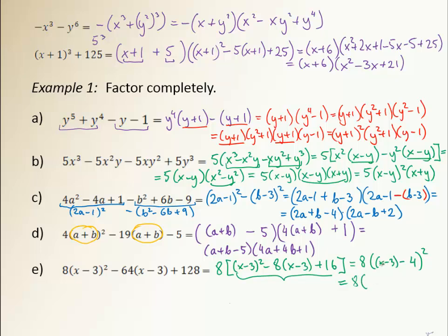Therefore, after simplifying, this is the same as 8. Now I have x minus 3 minus 4, so it's x minus 7 and square it. Wow, so it's a very nice short expression after all. And that will be the end of our lesson for factoring.